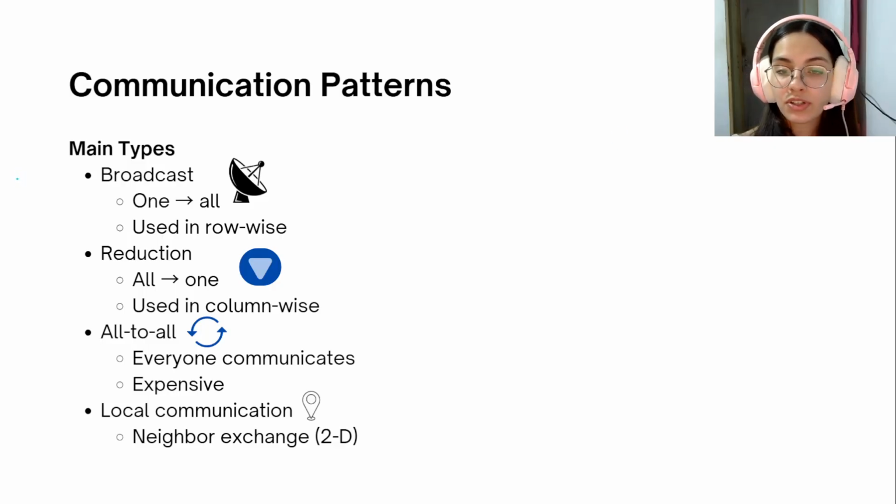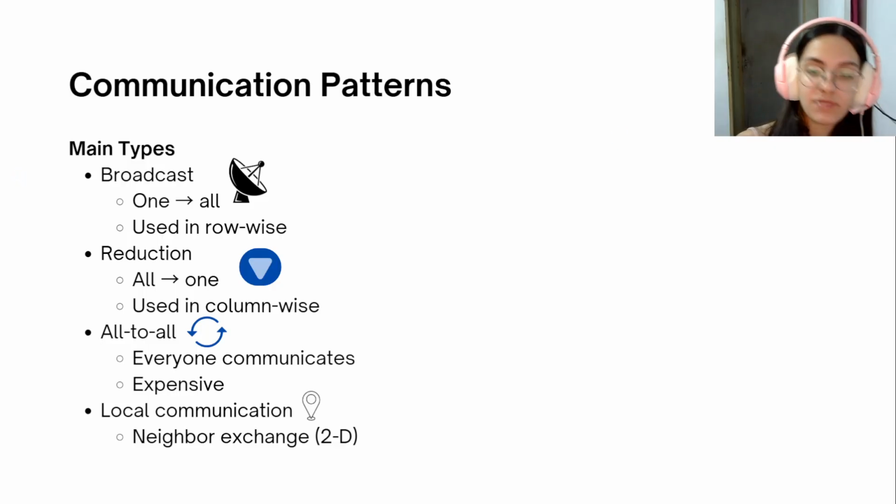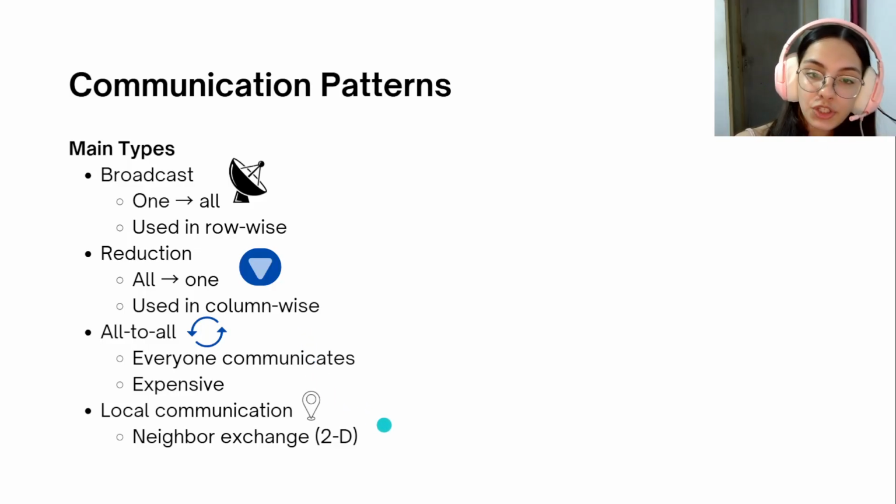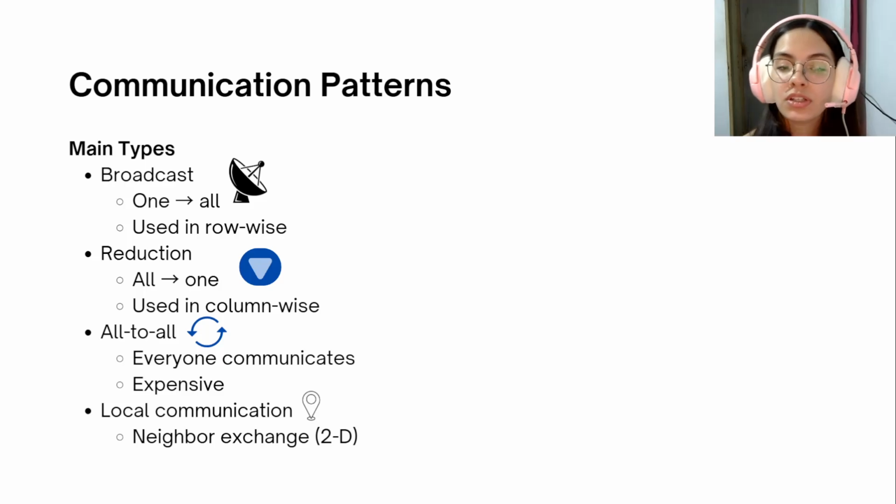So, there are different communication patterns involved. Broadcast sends data from one process to all others. Reduction combines partial results. All-to-all communication is more expensive because every process exchanges data. And in 2D partitioning, we often use local communication between neighboring processes. Which is more efficient?